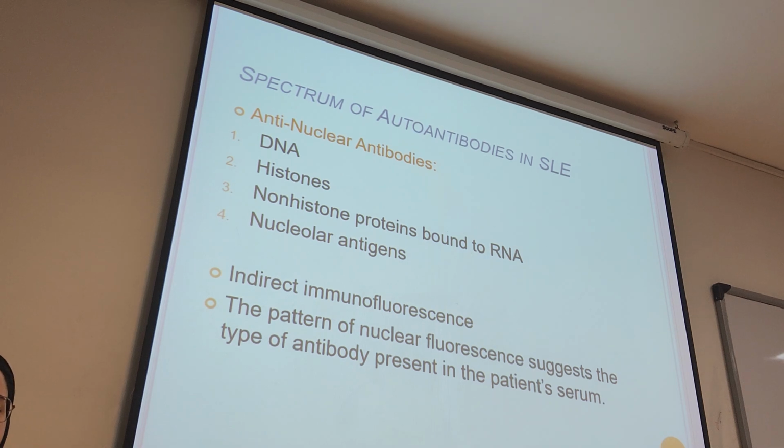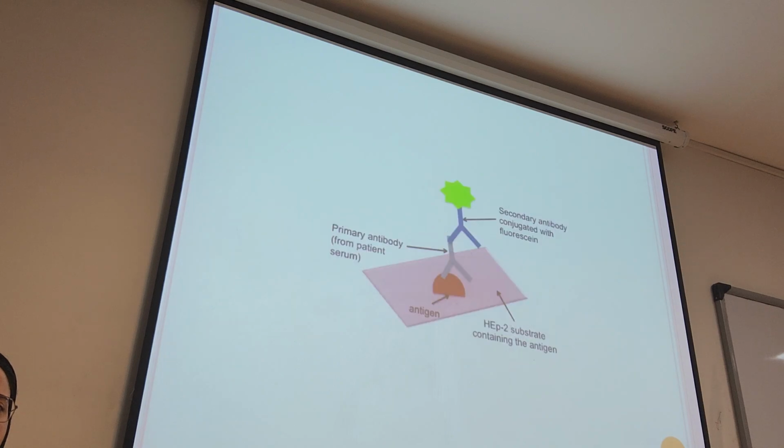But sometimes, especially in lupus, we have other types of tests. For example, we have indirect immunofluorescence tests. We have the antigen in the lab, and we have the patient's serum. If the patient has lupus, he or she has antinuclear antibody in his or her serum.